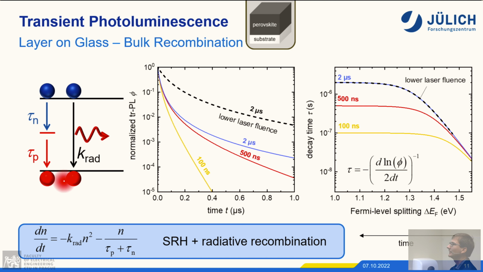So one is defect-assisted, some people call that Shockley-Read-Hall recombination, and the other one is just radiative recombination. Yeah? So the radiative recombination is important for two reasons. First, it's your observable. Yeah? It's the thing that you actually measure at the end. It's the photon that comes out of this radiative recombination process.